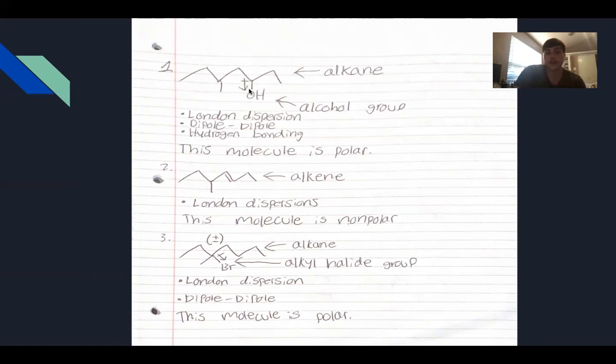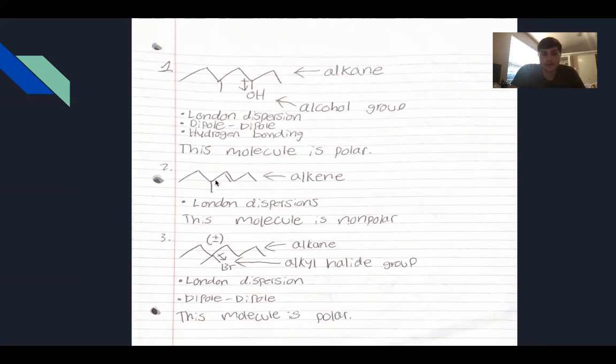So that net dipole also lets us know whether it's going to be polar or not. So this is going to be polar, and that brings me to the IMFs. This one has London dispersion, dipole-dipole, and hydrogen bonding. If something has hydrogen bonding, it's going to have everything. It's going to have dipole-dipole and London dispersion. And yeah, so the uneven density of the electrons is what makes this molecule polar.